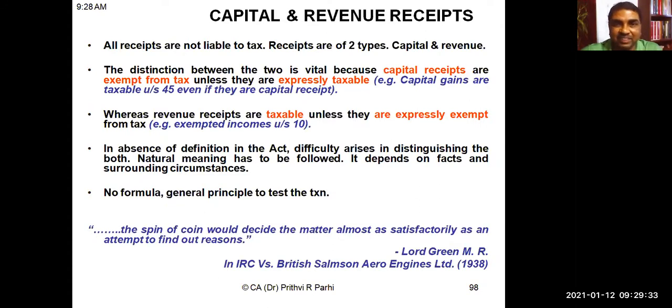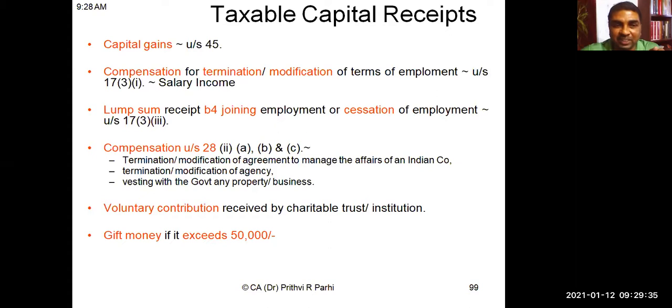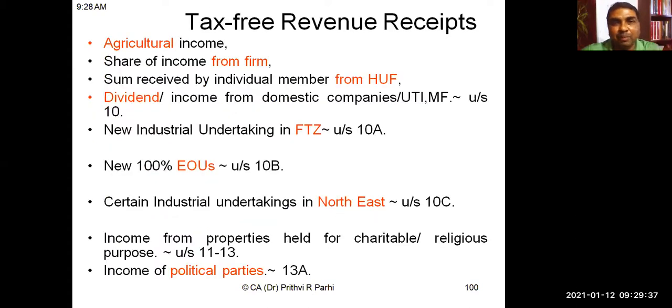So what is capital receipt? What is revenue receipt? I'll be telling you in the next class. At this stage, just have a broad idea. You see, there are certain tax-free revenue receipts. They're revenue receipts, but they're specifically made tax-free, like agricultural income, share of income from a firm, dividend from Indian companies, subject to certain conditions. So these are some tax-free revenue receipts.